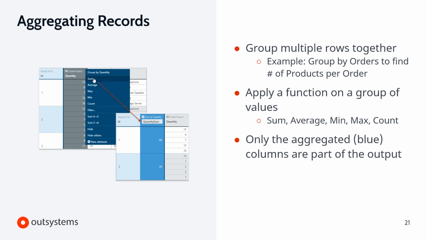We can also directly apply these aggregation functions in aggregates. Alongside the sum, there are other functions we can apply, such as the average, min, max, and count. When grouping rows together or using the aggregation functions, only the aggregated columns of the aggregate will be part of the output. They can be easily identified by the columns in blue.